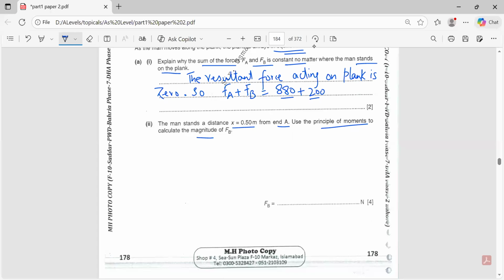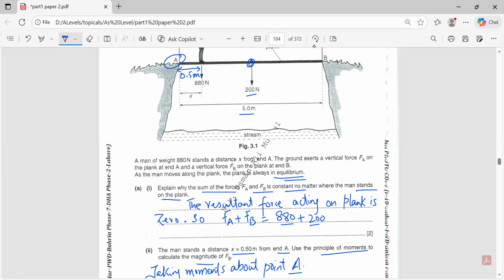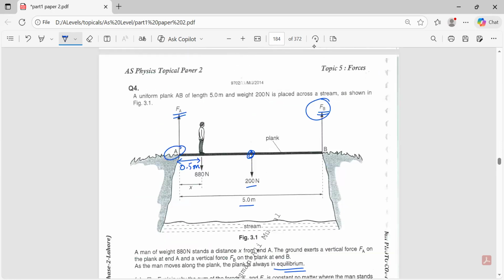So first you are going to state: taking moments about point A. So A became our pivot. Now you are going to see which one is going to create a clockwise and which one is going to create an anti-clockwise moment. So this one will be creating an anti-clockwise moment, right? This one will be creating a clockwise moment, and this 880 Newton will also be creating a clockwise moment.